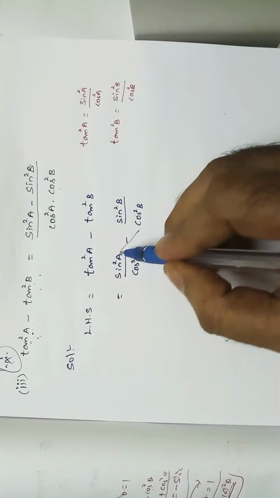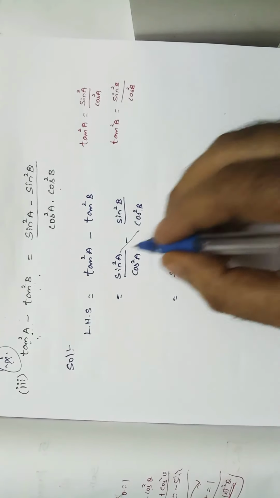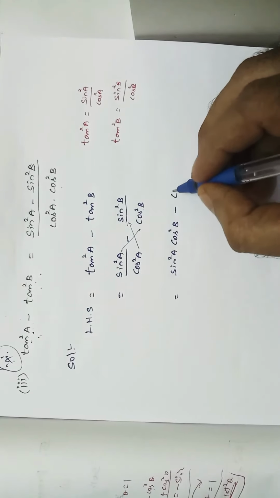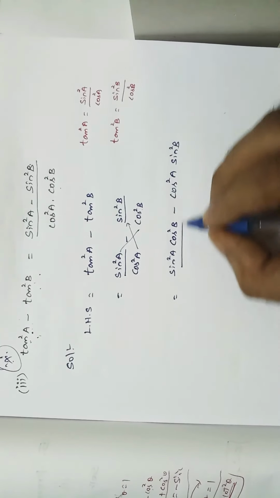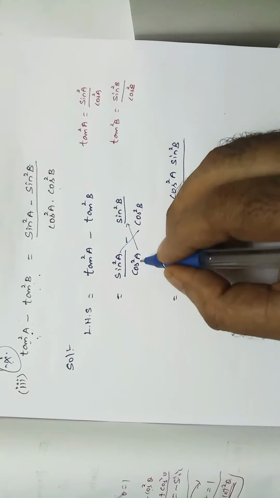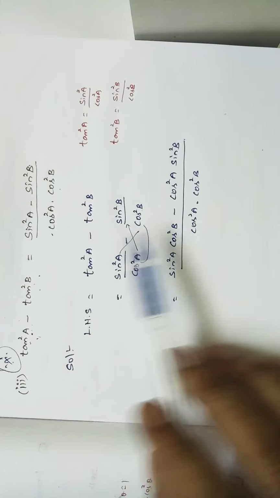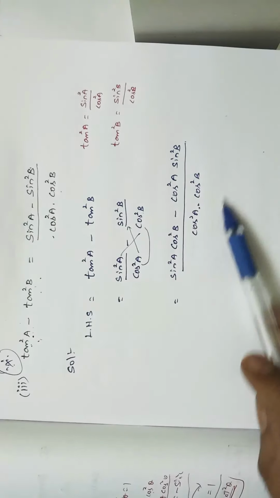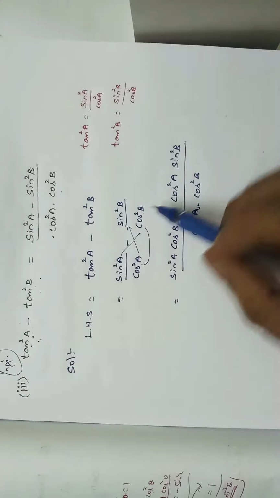So sin square A into cos square B minus cos square A into sin square B, divided by cos square A into cos square B. Now see the RHS how it will be. We got the denominator alone, right? We are very close. The denominator, cos square A into cos square B, we got it. But in the numerator how it will be?